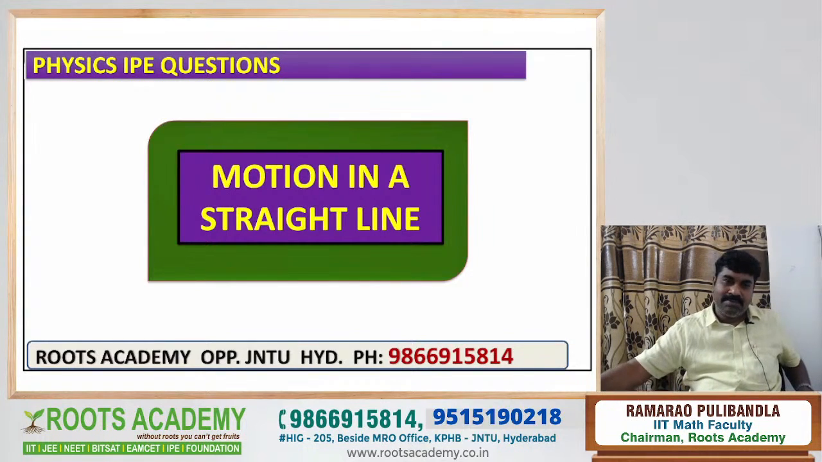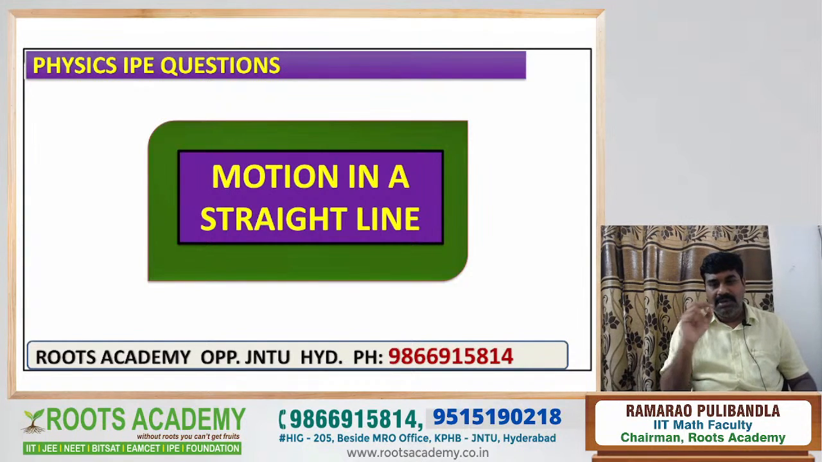Yesterday we completed units and dimensions and errors. Now we go to discuss motion in a straight line. In the IPE exam, there will be a 4 marks question and a 2 marks question. One 4 marks question is compulsory from this motion in a straight line. This is a very easy chapter.